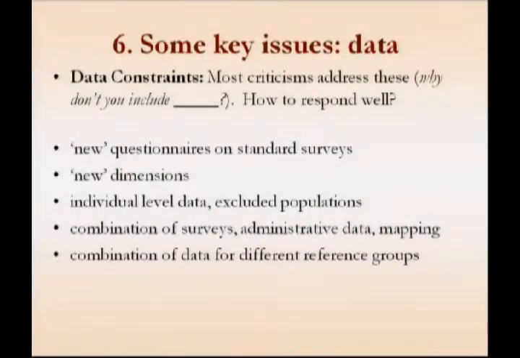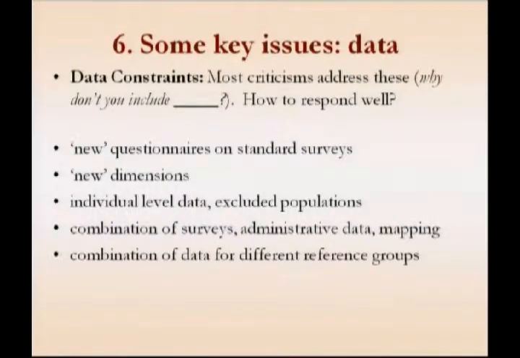The most common pushback that we have had is: why don't you include this variable for the MPI? Why don't you include a variable that will allow us to disaggregate by gender? Why don't you include empowerment? Why don't you do something better than child mortality? So the data constraints come very front and central.